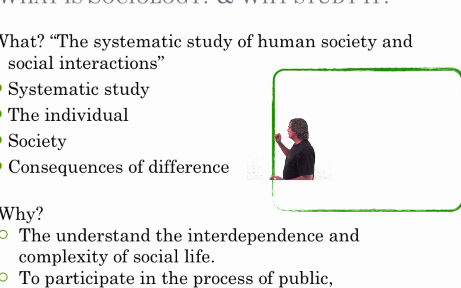But it's going to be done systematically, looking at the consequences of the differences between the individual and society. So why is it important? Well, to understand the interdependence and the complexity of social life. One is separate from the other, and yet they relate to one another, and they need one another. Society needs the individuals, and individuals need society.